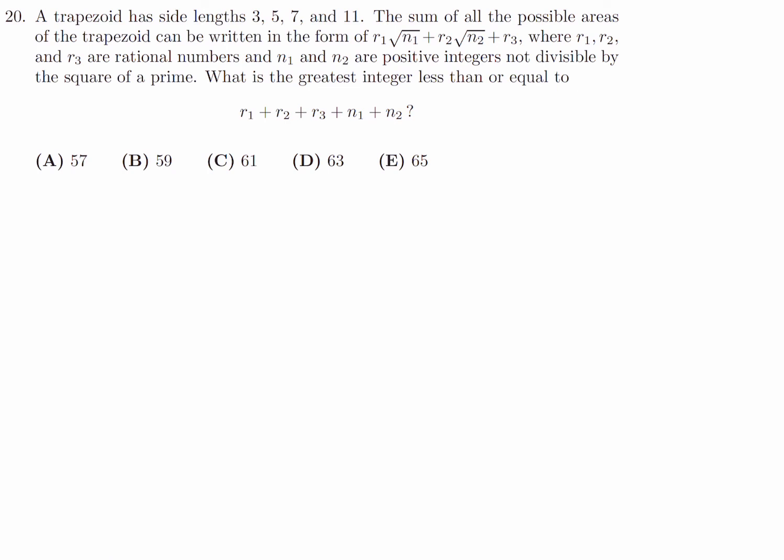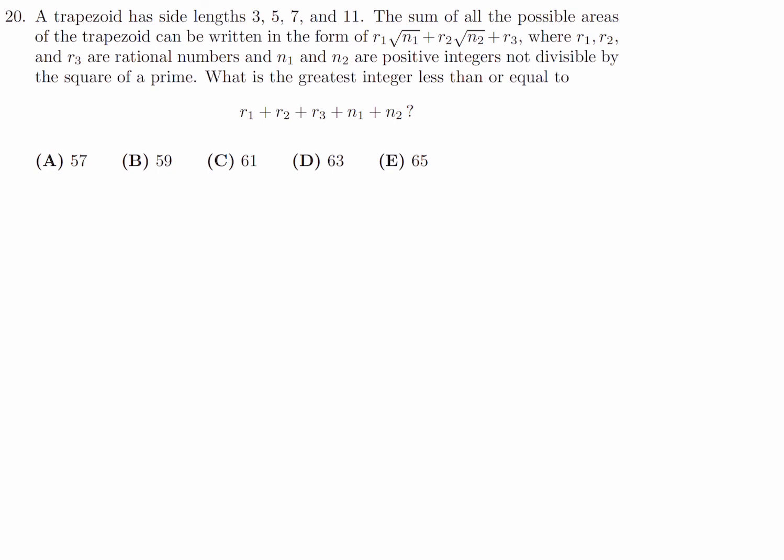A trapezoid has side lengths 3, 5, 7, and 11. The sum of all the possible areas of the trapezoid can be written in the form of r1 square root n1 plus r2 square root n2 plus r3, where r1, r2, and r3 are rational numbers and n1 and n2 are positive integers not divisible by the square of a prime. What is the greatest integer less than or equal to r1 plus r2 plus r3 plus n1 plus n2?